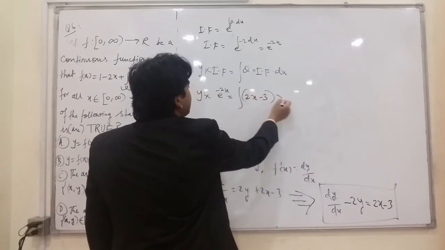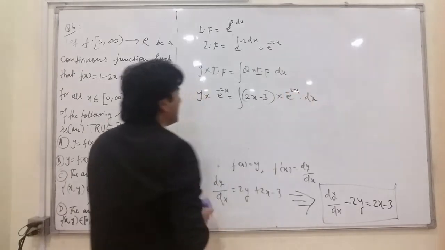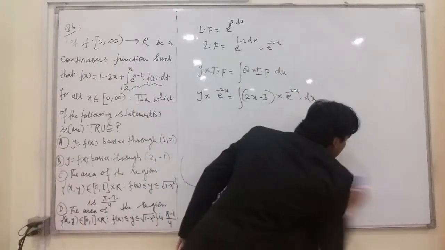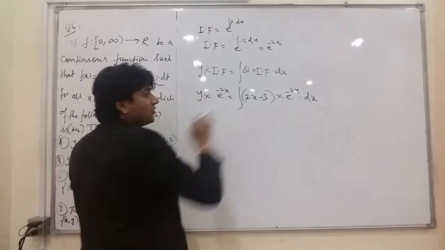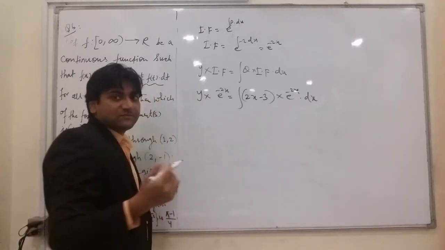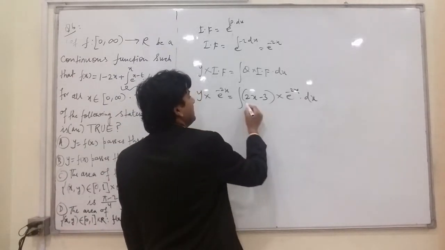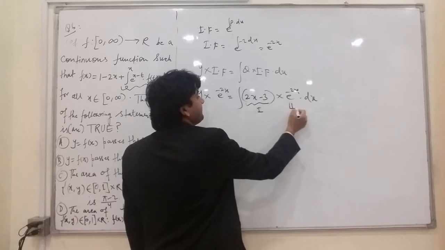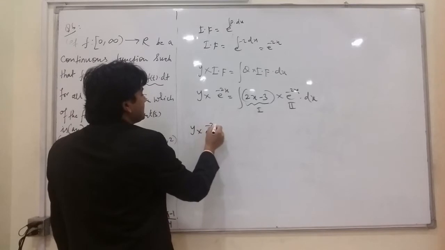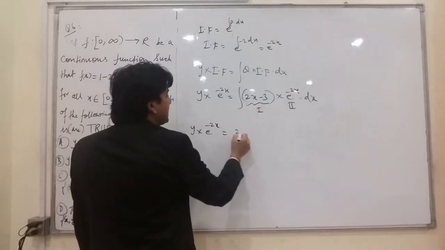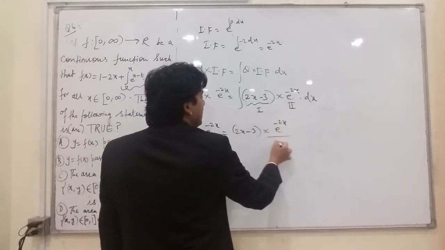So this is 2x minus 3 times the integrating factor, which is e raised to minus 2x dx. Okay? Now again we have to integrate this portion, and over here with the concept of the Euler rule, this is the last one, exponential, that we'll consider as the second one. So here this is your first function, this is your second function. So this is y times e raised to minus 2x equals, first you have to keep as it is 2x minus 3. This one you have to integrate, which is e raised to minus 2x over minus 2.